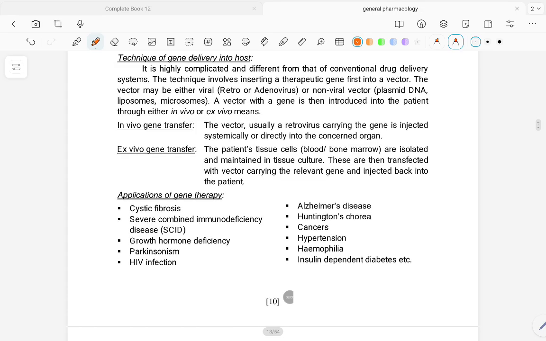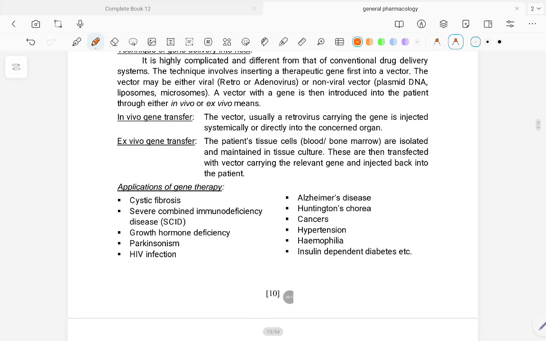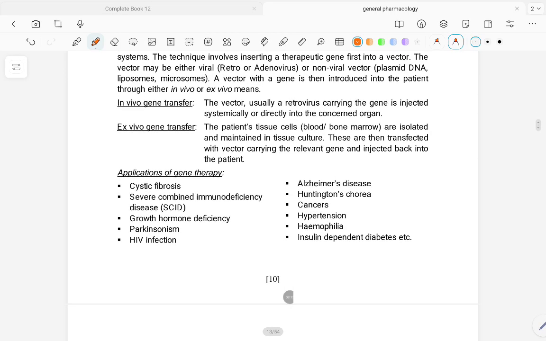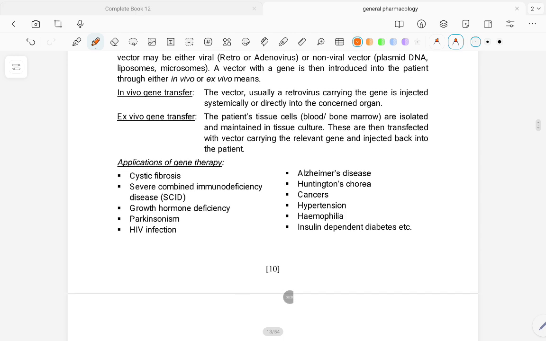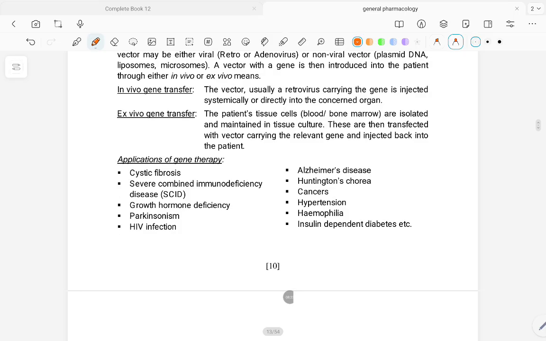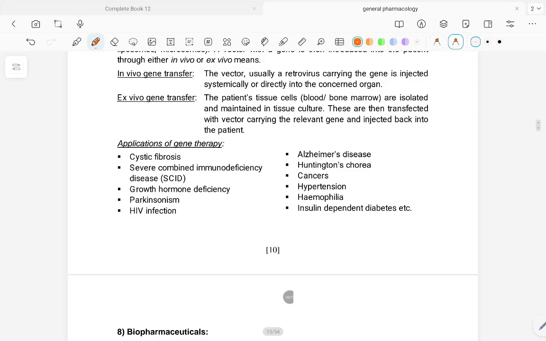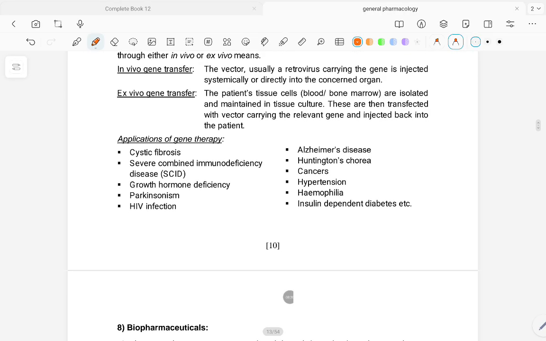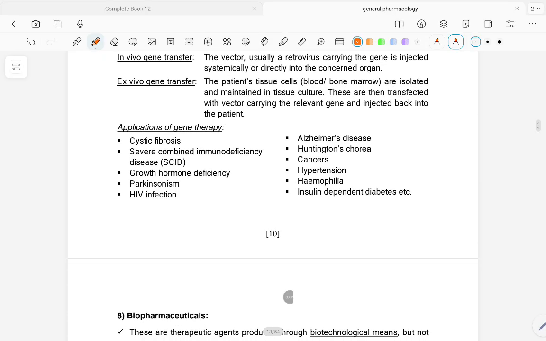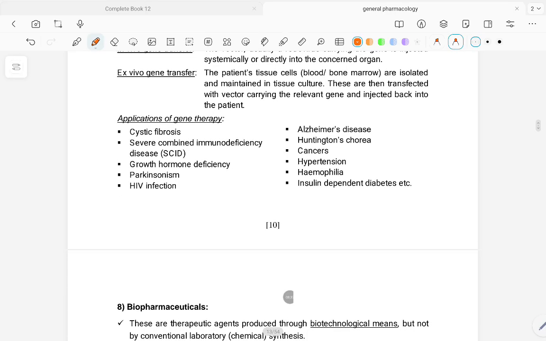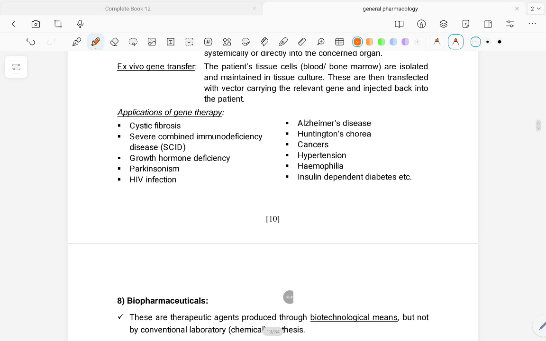A vector with a gene is then introduced into the patient through either in vivo or ex vivo means. In vivo gene transfer: the vector, usually a retrovirus carrying the gene, is injected systemically or directly into the concerned organ. Ex vivo gene transfer: the patient's tissue cells, blood or bone marrow are isolated and maintained in tissue culture. These are then transfected with a vector carrying the relevant gene and injected back into the patient.